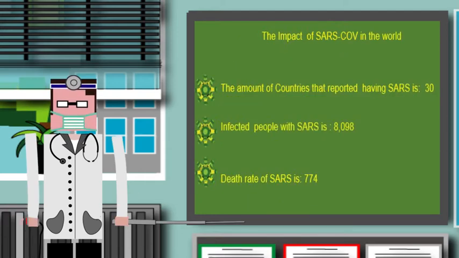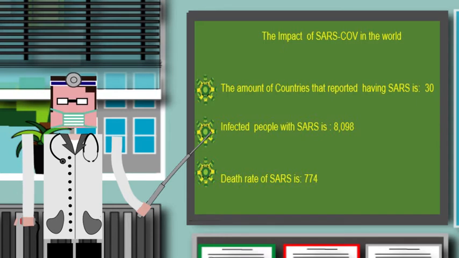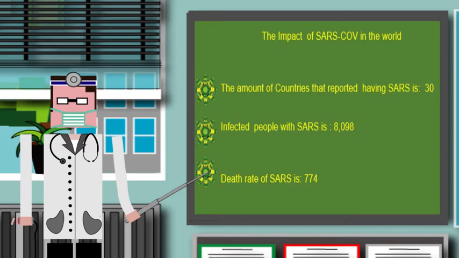The impact of SARS-CoV in the world. The number of countries that reported having SARS is 30. Infected people with SARS is 8,098. Deaths from SARS is 774.